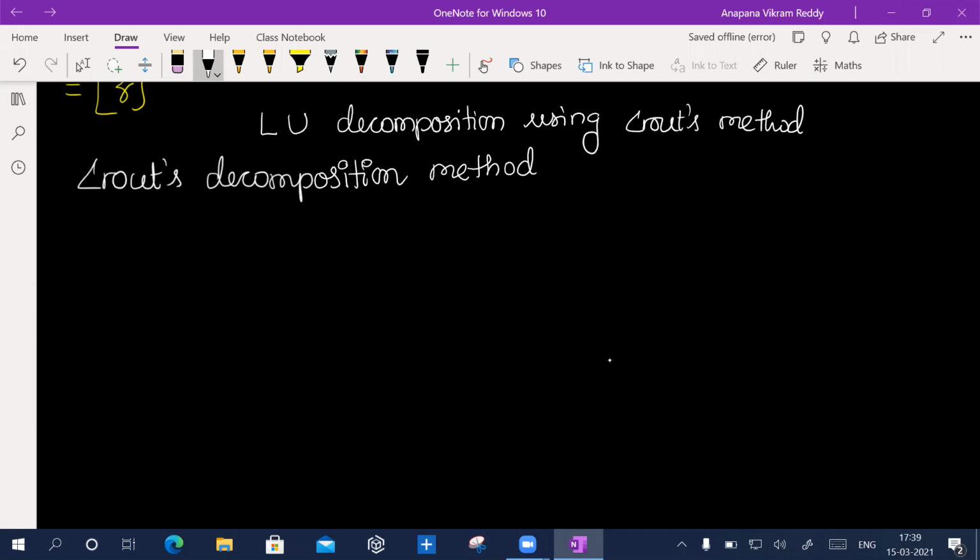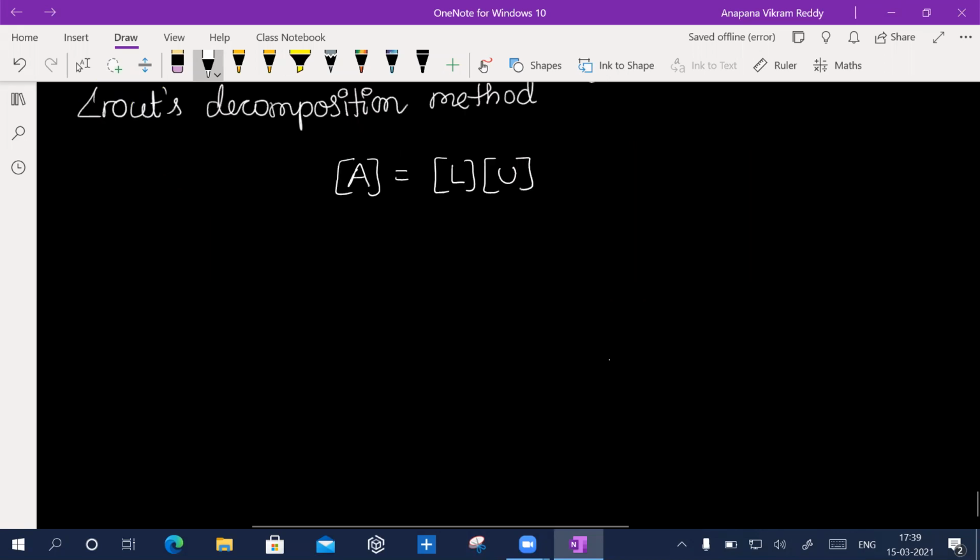Now see, using the Gauss elimination method, we made a lower triangular matrix, and we took principal diagonal ones for the lower triangular matrix. In Kraut's decomposition, we do just the opposite. That means in the upper triangular matrix we take all diagonal ones, and the lower triangular matrix we need to find as usual. So I have A equal to L multiplied by U. Let me take a 3 by 3 matrix for A.